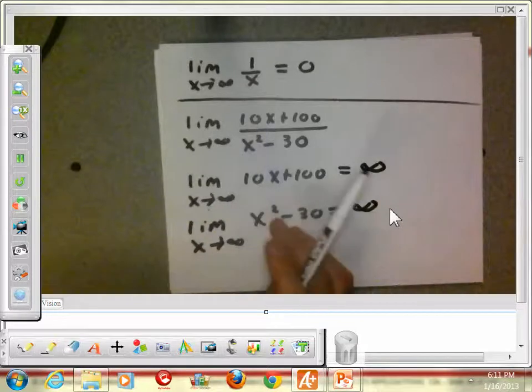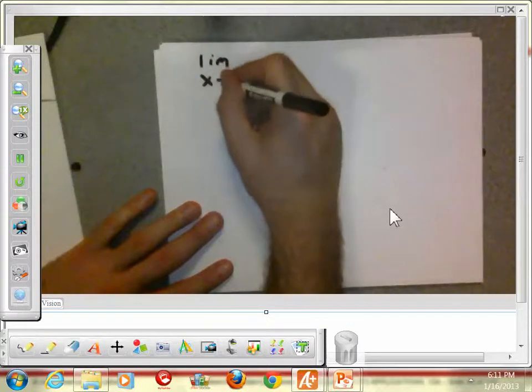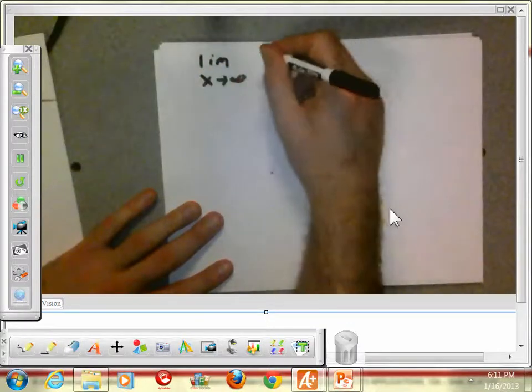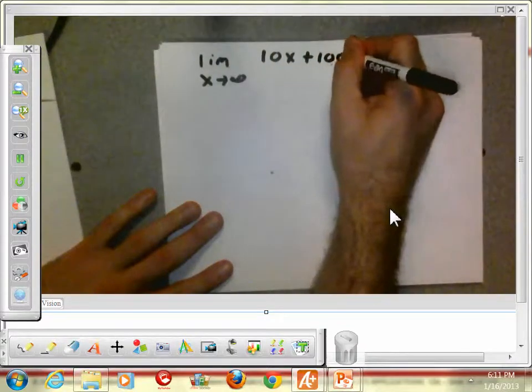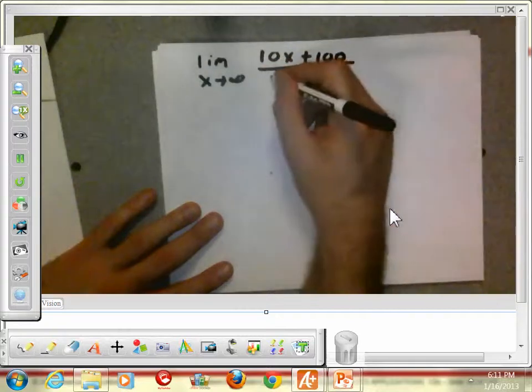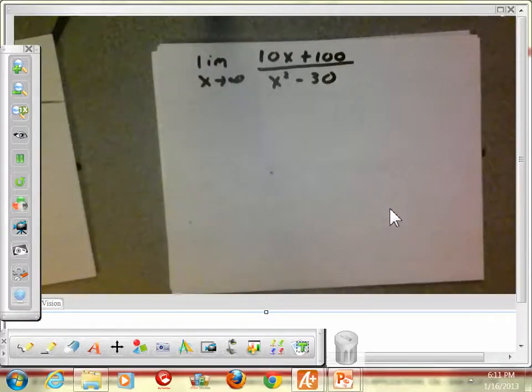So the trick we're going to use, whenever you see this, this is the trick you want to try out. I'm just going to rewrite the problem: the limit as x goes to infinity of 10x plus 100 divided by x squared minus 30. Now, I'm going to look in the numerator and denominator, and find the x term with the highest power. What term is that? X squared. So I'm going to divide every term in the numerator and the denominator by x squared.